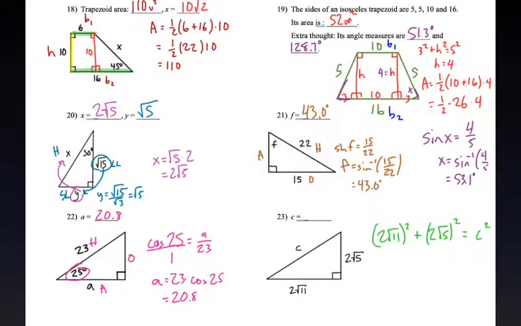2 square root 11 squared plus 2 square root 5 squared equals c squared. 2 squared is 4, square root 11 squared is 11. 2 squared is 4, square root 5 squared is 5, so that gets us 44 plus 20 is 64 equals c squared. The square root of 64 is 8. So there you have it.